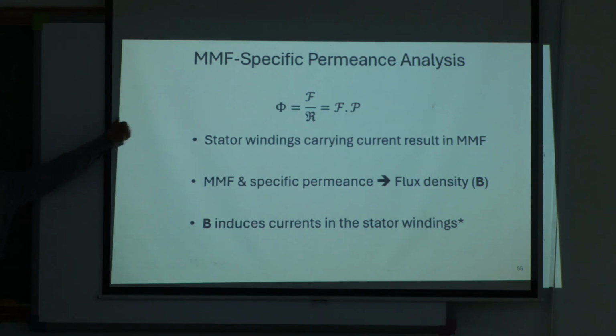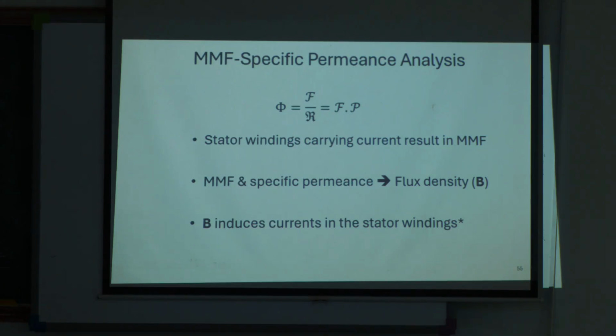This MMF, when interacting with the non-uniform distribution of air gap, will produce some flux density in the air gap. This flux density will induce currents in the stator coil itself, provided certain conditions happen. So that's the core of the problem.